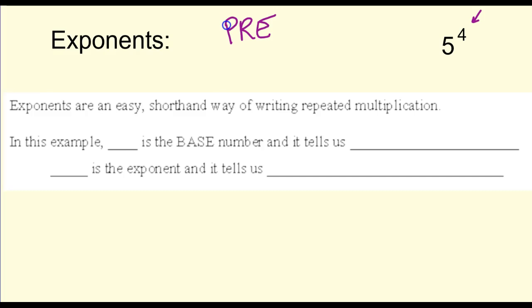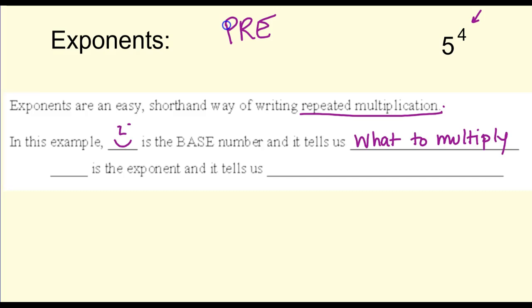So exponents are an easy shorthand, a quick way of writing repeated multiplication. This is something you need to write down on your paper. Fill in that blank. It tells us it's a way to write repeated multiplication, multiplying over and over again. So in my example, 5 to the 4th power up there, 5 is the base number, and it tells us what to multiply. Okay, it tells me what I'm multiplying over and over again.